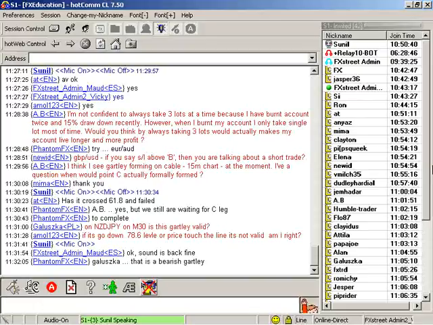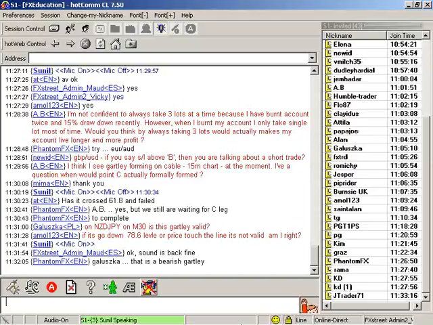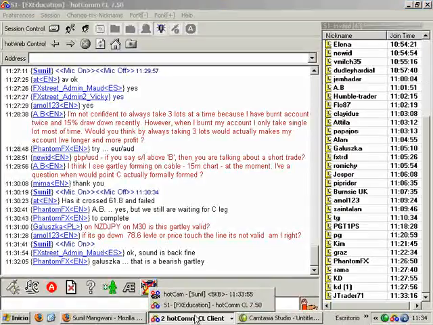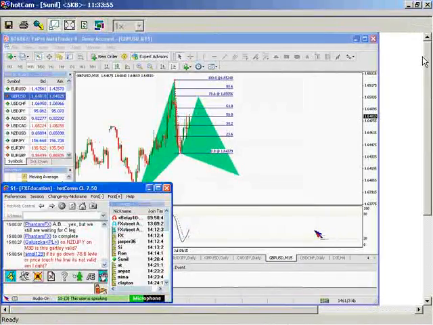New Zealand JPY M30. Yes, Amol, if it goes beyond 78.6, then it's really not valid. Galuska, you had a question on New Zealand JPY M30 Gartley. Okay, let's have a look at that one. New Zealand JPY 30 minutes. Right? This is the one we were talking about.